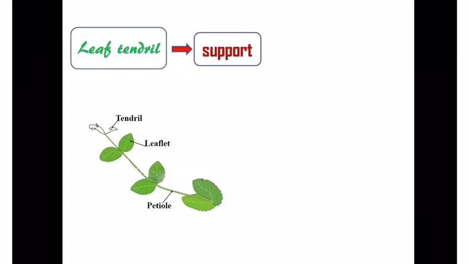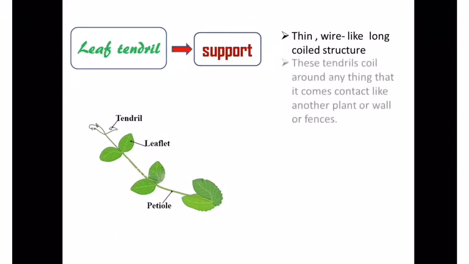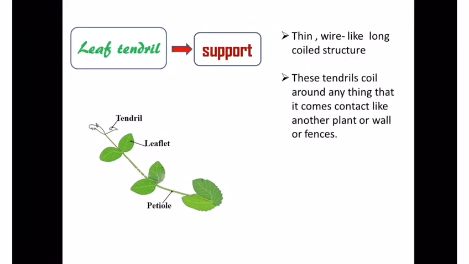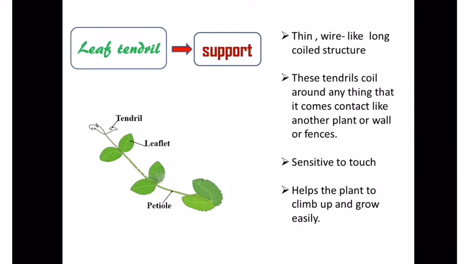When the stem is weak and it is really hard for the plant to grow upright, it modifies the leaf into a thin wire-like coiled structure so that these tendrils coil around any substance near it, either a plant or a wall or a fence, in order to climb up and grow. Examples are pea plant, grapevine, pumpkin, etc.